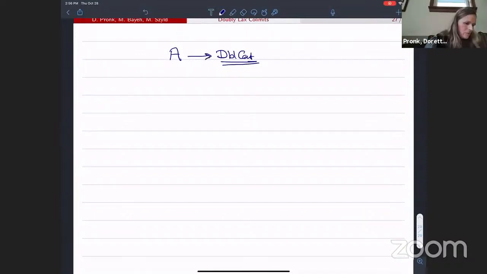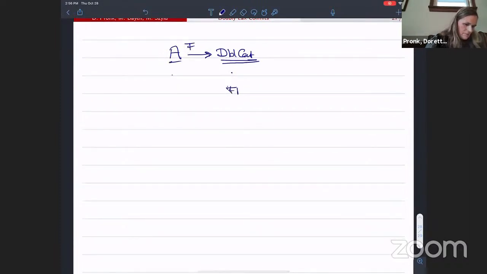Okay, so if we go from A into DoubleCat, that means for every object we get a double category, for every arrow we get a double functor, and so let's call this one F. Let's call FA, FB, and so those are double categories. Here's a functor, and we don't have any cells right now, i.e. just identities.